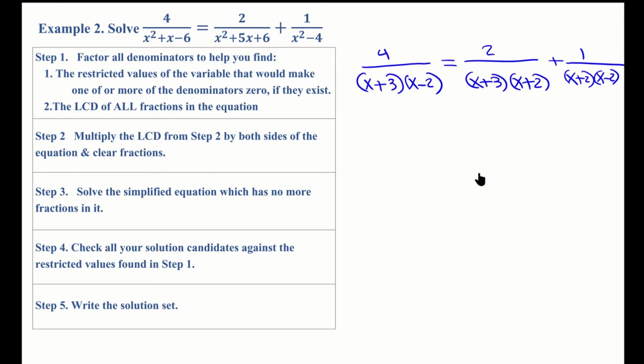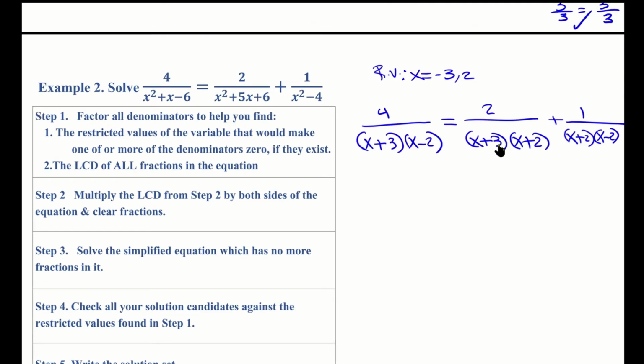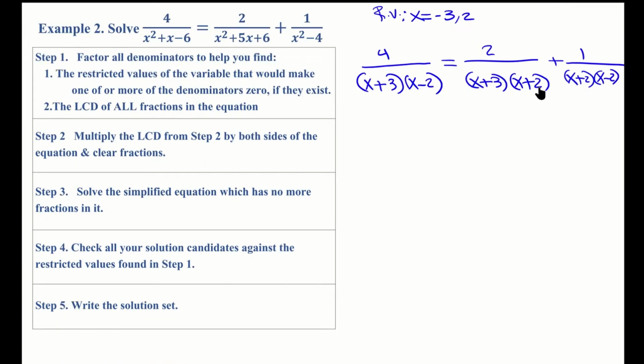So let's write the restrictions up here. The restricted values, x equals -3, 2, and also, excuse me, also -2, because that would make this factor 0, which would make this denominator 0 as well as that, right? So -3, 2, and -2 can't be solutions. And the LCD is also easy to find at this point.